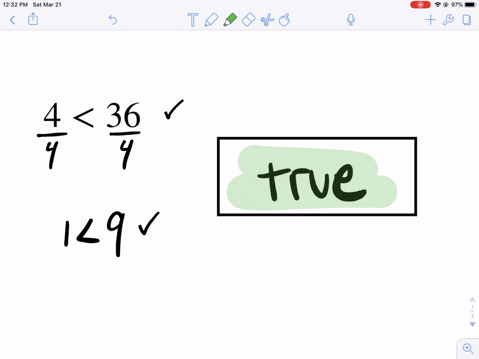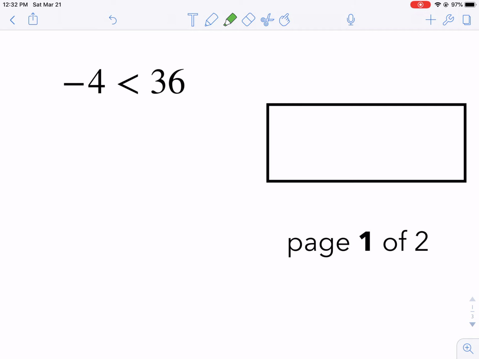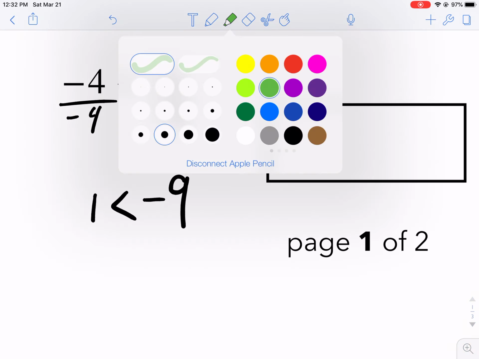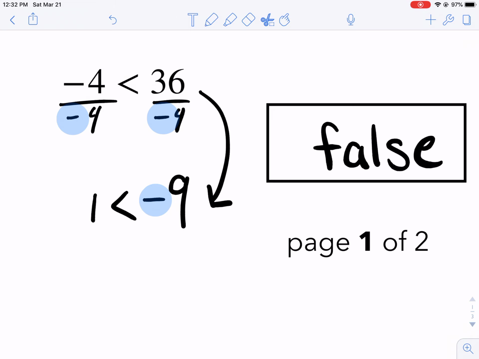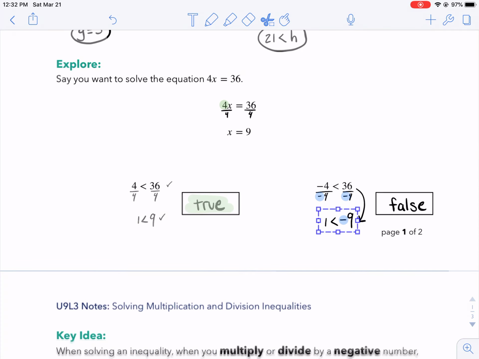But what happens if we have negative 4 is less than 36, and we divide by negative 4 on both sides? Well, negative 4 divided by negative 4, that's 1. It's less than. 36 divided by negative 4 is negative 9. Because we were dividing by a negative number, it now gives us a false statement. Because last time I checked, 1 is not less than negative 9. Oh no. So everything was going as expected until we threw in a negative number.